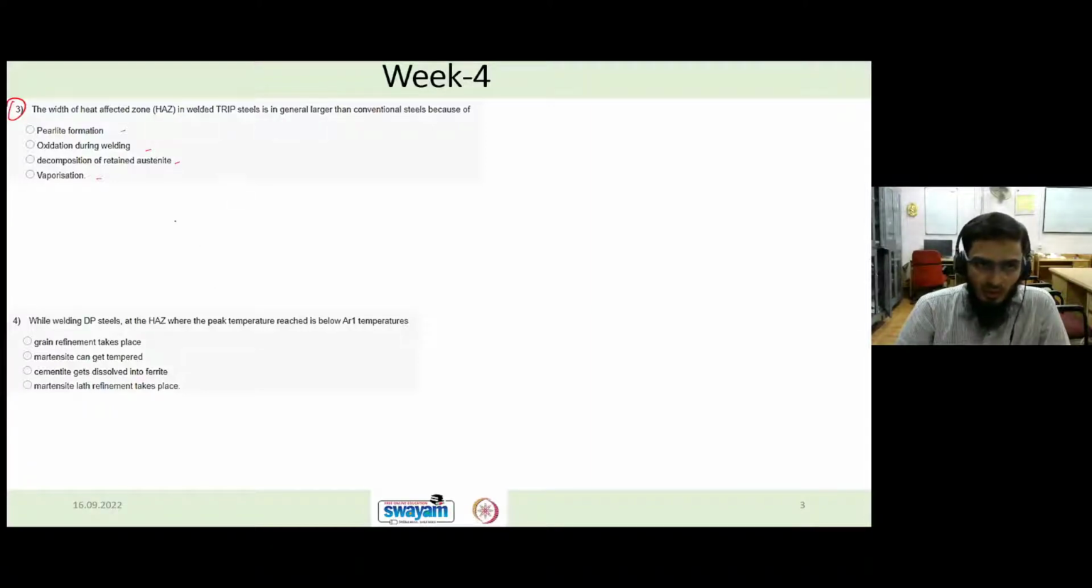As I told, the microstructure of TRIP steel is nothing but ferrite plus bainite plus retained austenite. This bainite is nothing but a BCC structure only, which is rich in carbon. So now you have to tell why it is wider in the case of TRIP steel.